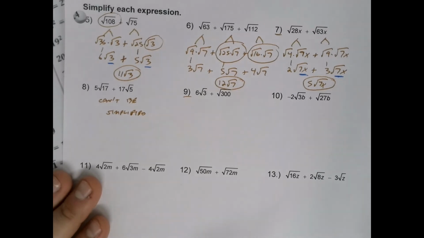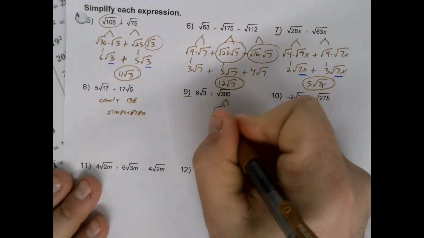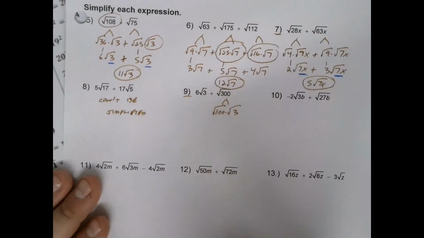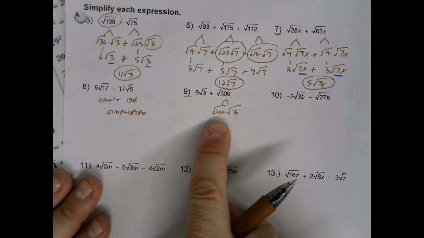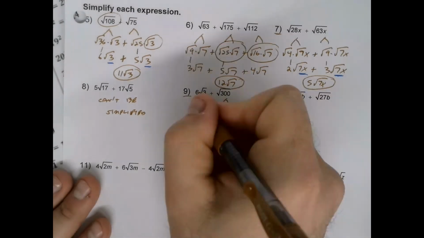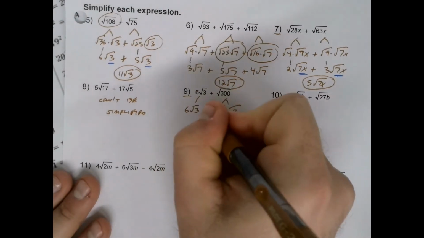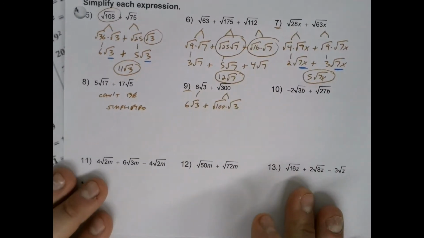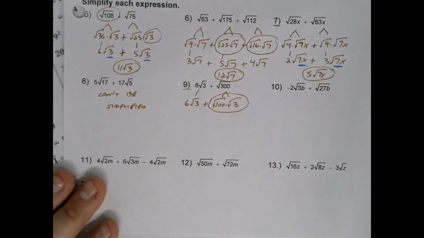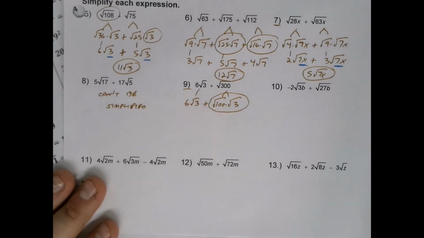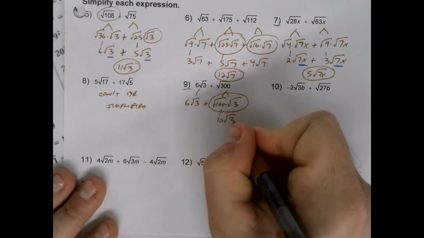Alright, that's kind of a number theory thing, right? So, yeah, I just write this guy as root 100 times root 3. Where 100 is a perfect square. That's the magic number that you want to put first. Very good. Okay? So, you see how I have 6 root 3 plus root 100 times root 3? Well, what's this really become? What's root 100? 10. So that's 10 root 3.